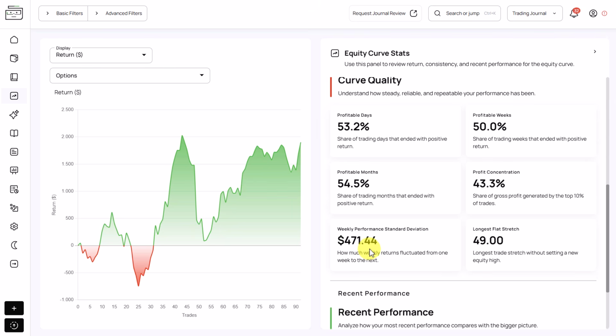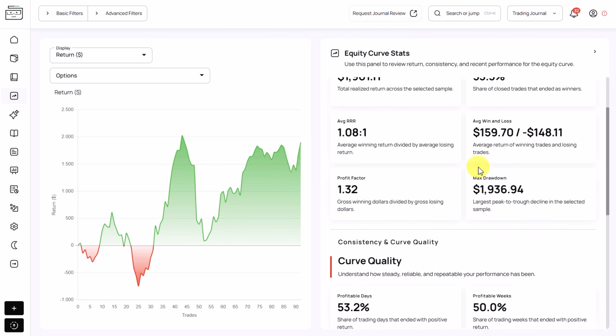And then here you have your weekly performance standard deviation. So how much on a week-to-week basis is your performance fluctuating around an average. And here you see the longest flat stretch. As the subtext says, this is the longest trade stretch or the longest trade streak without setting a new equity high. So we can see this was the equity high, and then from here on, Edgewonk counts how long it will take until you make a new high.